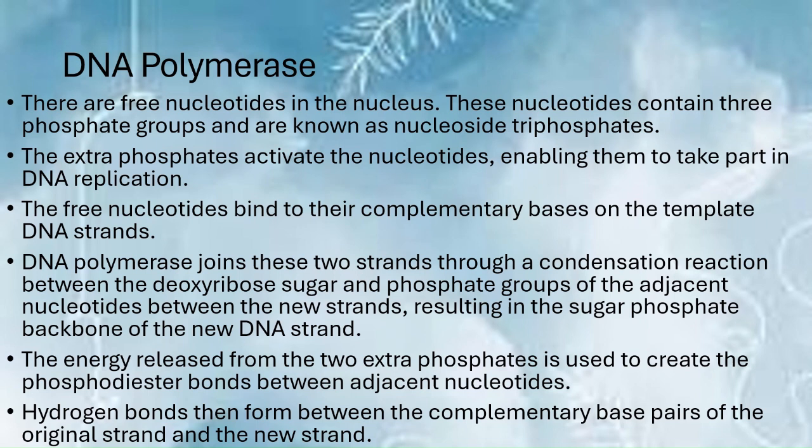The free nucleotides bind to their complementary bases on the template DNA strands. DNA polymerase joins these nucleotides through a condensation reaction between the deoxyribose sugar and phosphate groups of the adjacent nucleotides in the new strand, resulting in the sugar-phosphate backbone of the new DNA. The energy released from the two extra phosphates is used to create the phosphodiester bonds between adjacent nucleotides. Hydrogen bonds then form between the complementary base pairs of the original strand and the new strand.